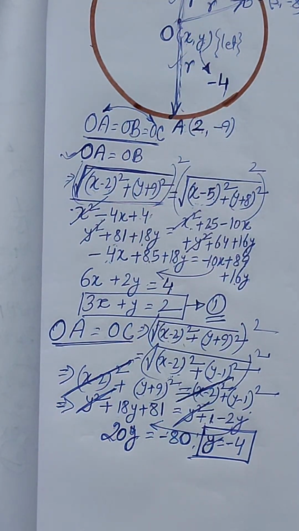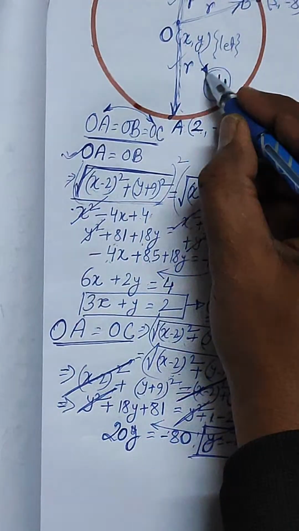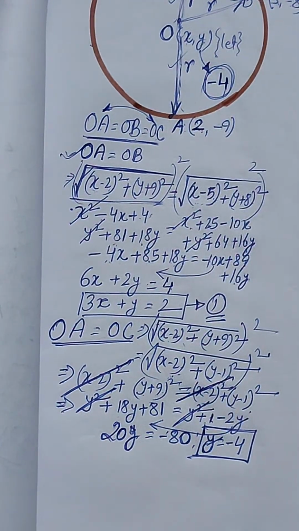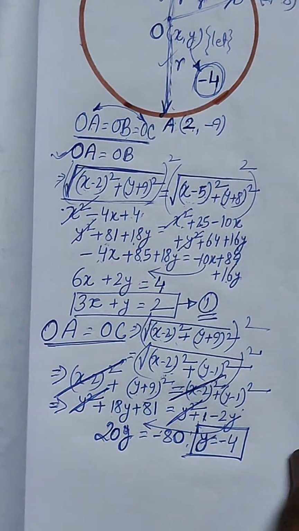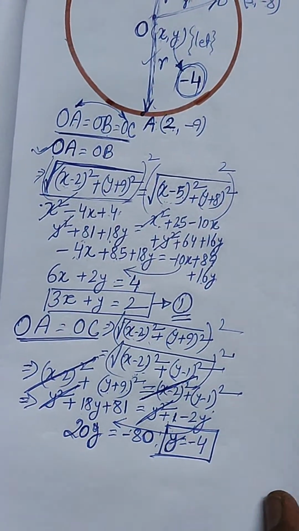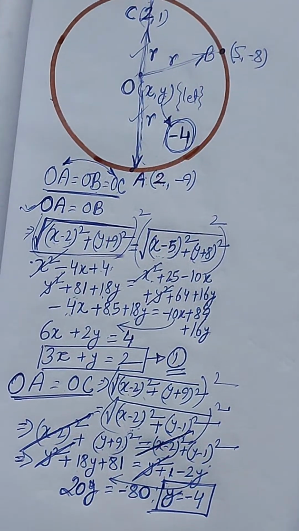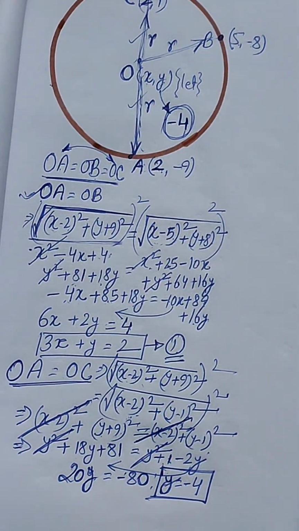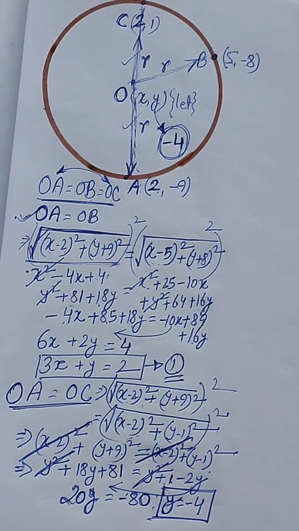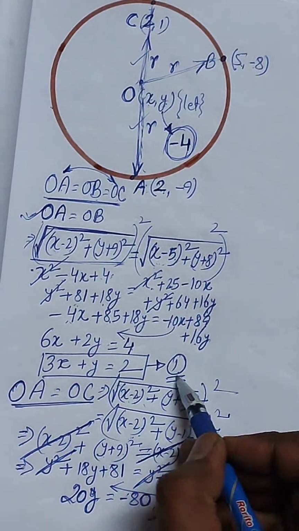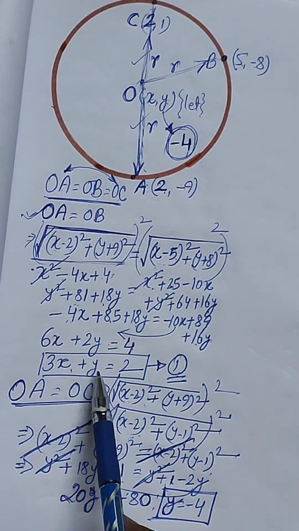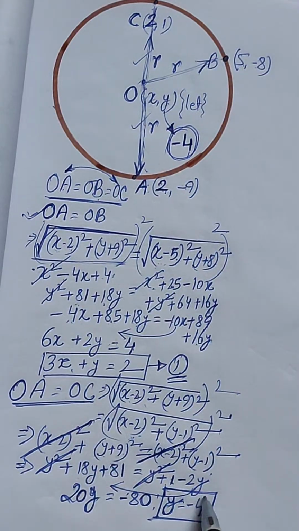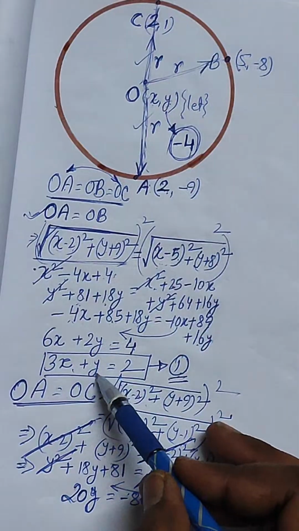Now if y is calculated over here, what is the value of x? Use equation number 1. From equation number 1, what do we get, my dear friend? You get the value of x. Why? Because if you know the value of y, which is calculated as minus 4, just put it over here.